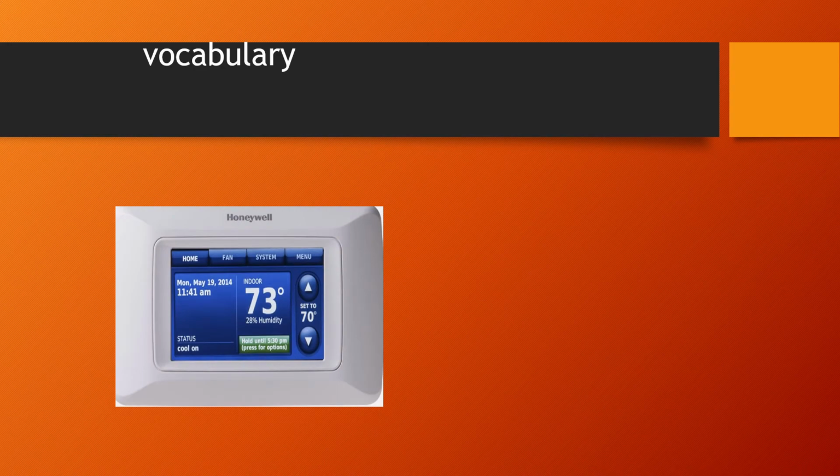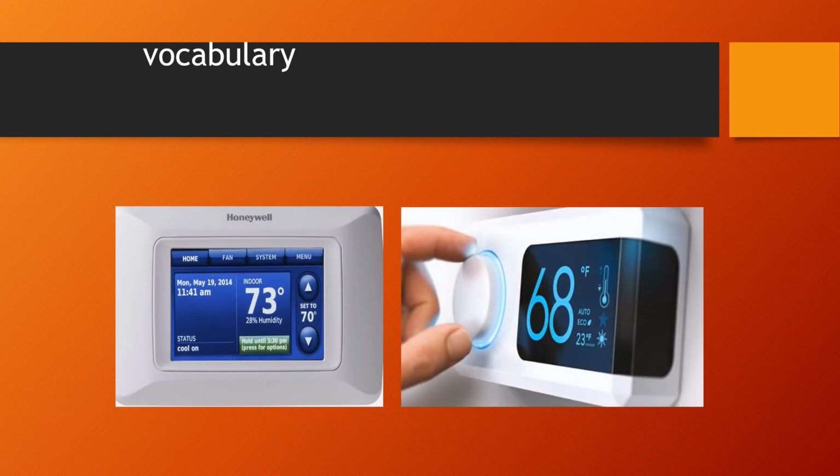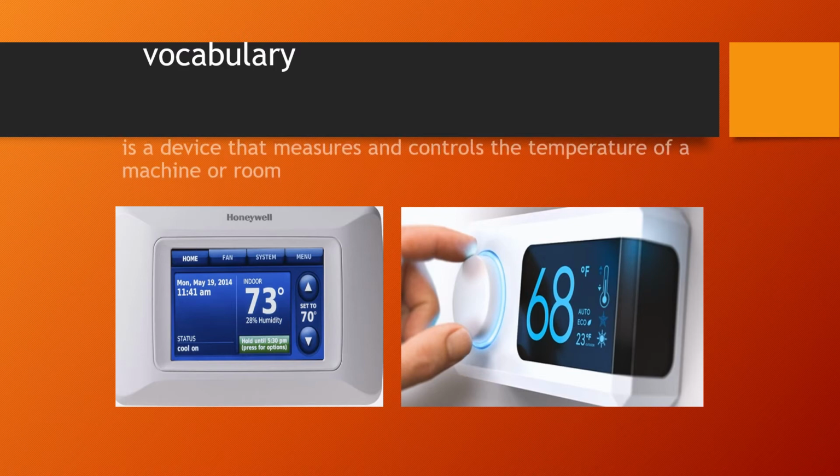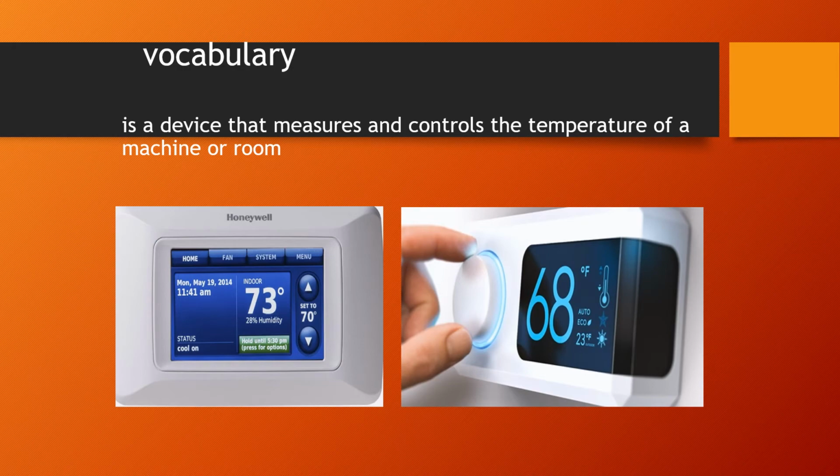What can we see here? And here we see 73 degrees and we see 68 degrees Fahrenheit. And in the second picture, we see someone controlling the temperature. Someone who is trying to control the temperature. So this is a device that measures and controls the temperature of a machine or a room. And we call this a thermostat. Thermostat.